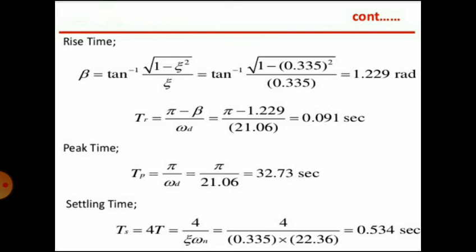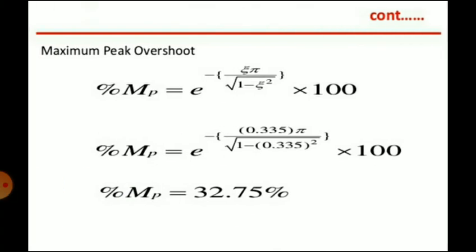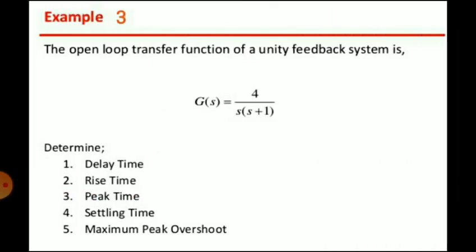Then peak time, Tp equal to pi upon omega d. You will get 32.73 seconds. And settling time, Ts equal to 4T, equal to 4 upon zeta omega n. That will be equal to 0.534 seconds. Maximum peak overshoot, put all the values in this formula. You will get percentage Mp equal to 32.75%.